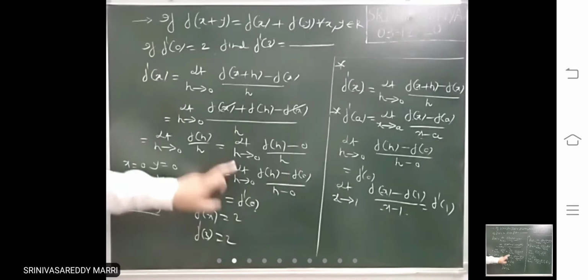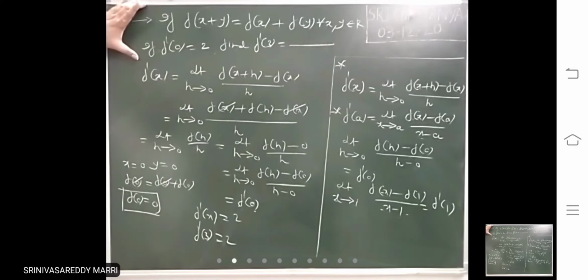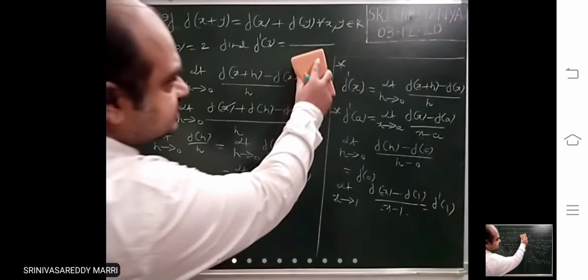Like that, if any relation is given, first you try to find out f dash x. You get the f dash 0 value, then you will get the f dash x function. Then you can write whatever he is asking.